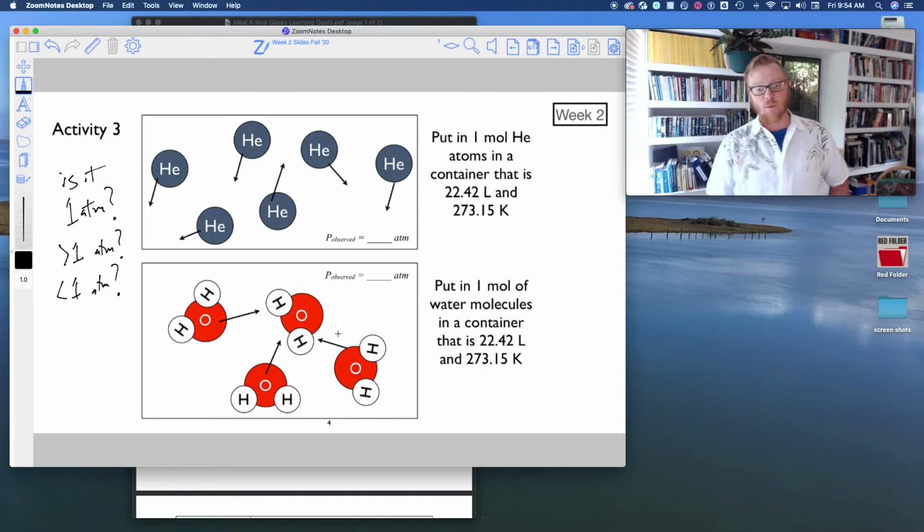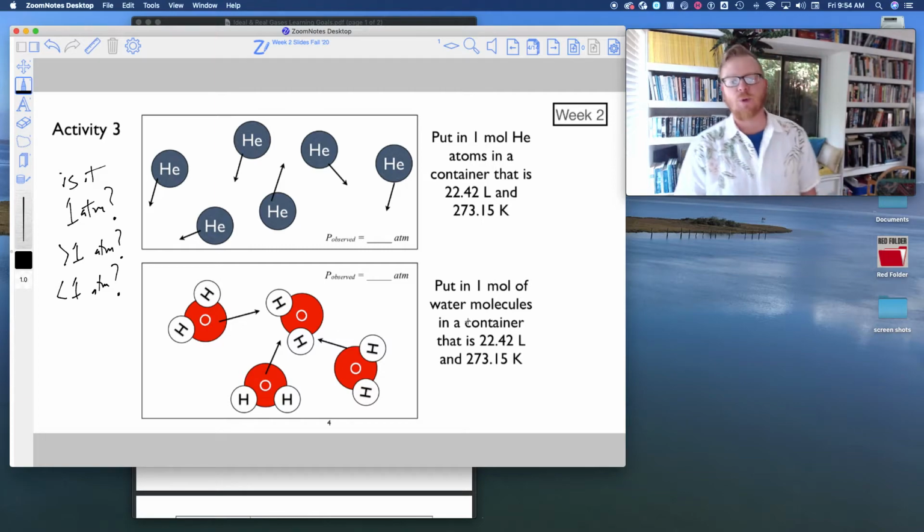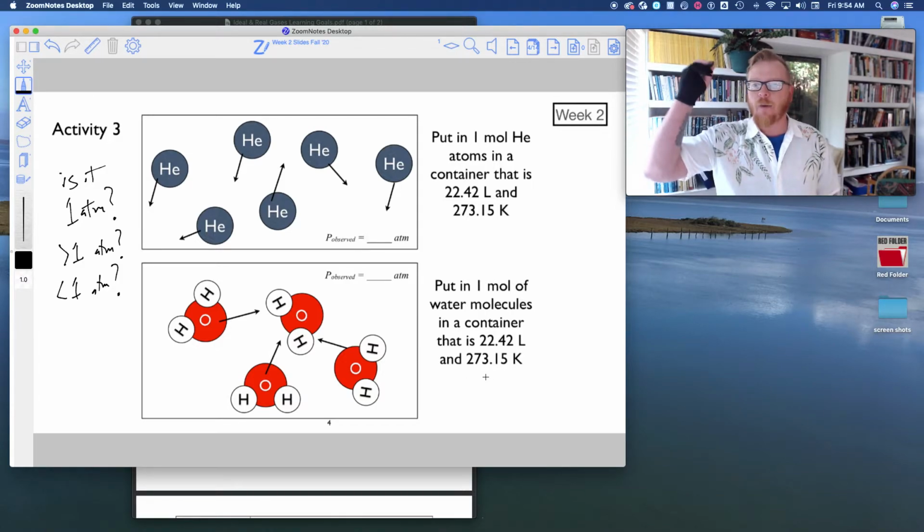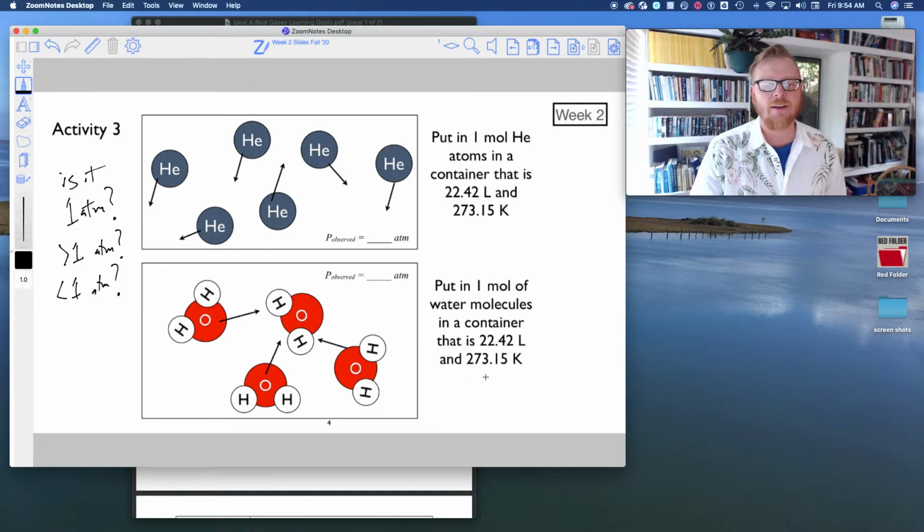Now, then let's talk about this other one. So we have the same container, 22.42 liters. We put 1 mole of water molecules in there, and it's 273.15 Kelvin. Now, I know you're chemists, and you're like, but it's going to condense. And you'd be right. Let's just ignore that for now, okay? Don't worry about the water condensing. Maybe we could say it's 273.17 Kelvin or something, okay? So don't worry about condensation.